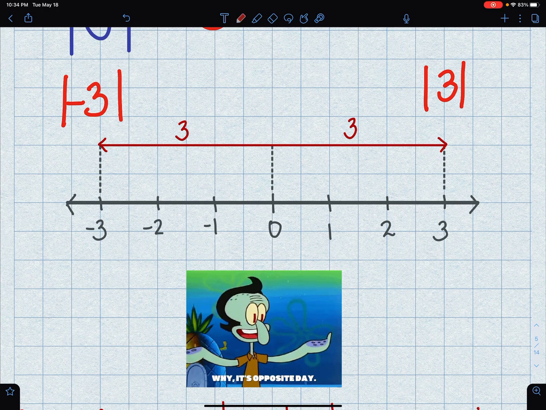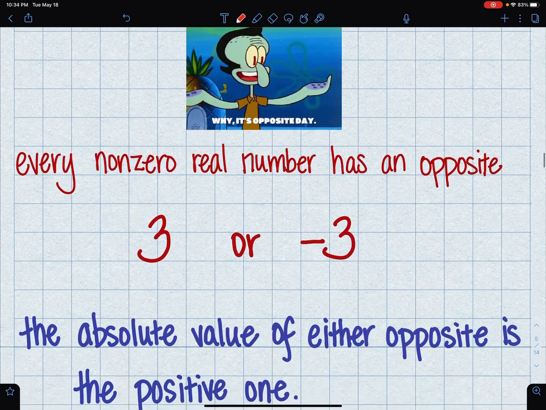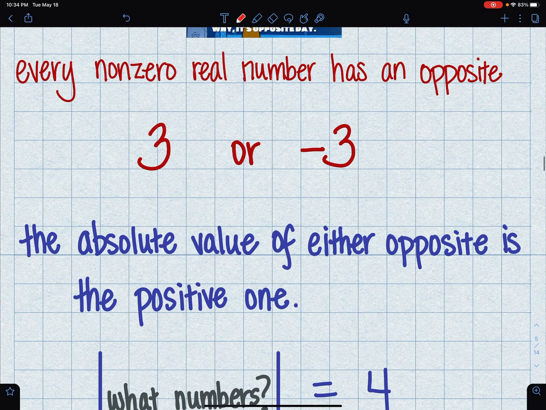So that's why every number has two parts. You've got the positive and negative sort of describing the direction, and then the magnitude, which is going to be the absolute value of that. Cool, huh? Okay. Squidward is saying, why, it's opposite day. Every non-zero real number has an opposite. So they say that the value of either member of a pair of opposites, okay, this has to make sense to you.